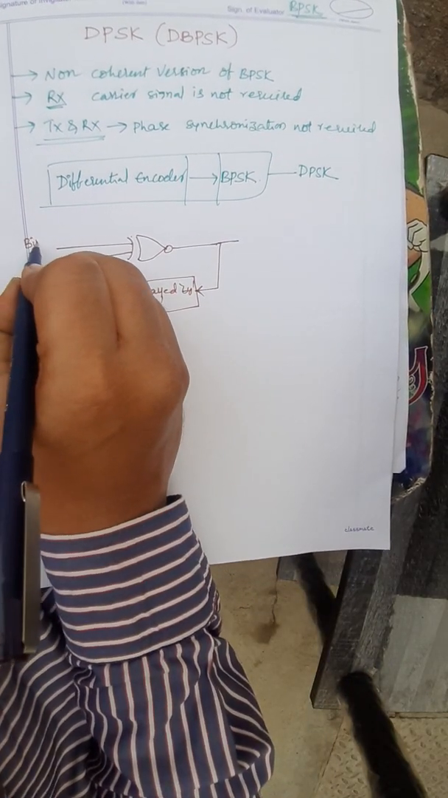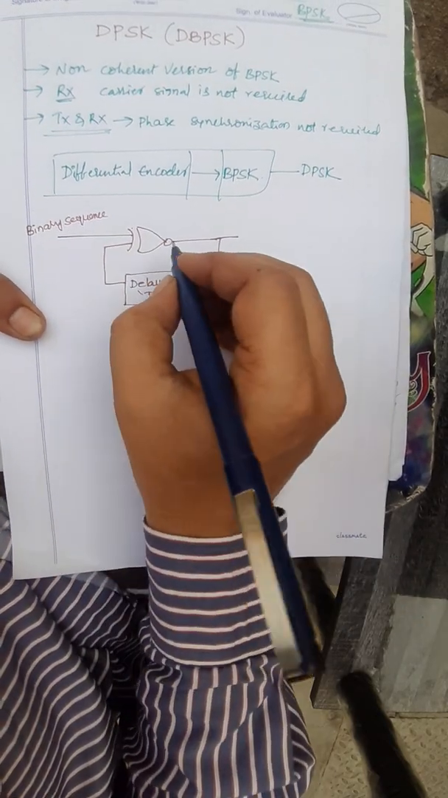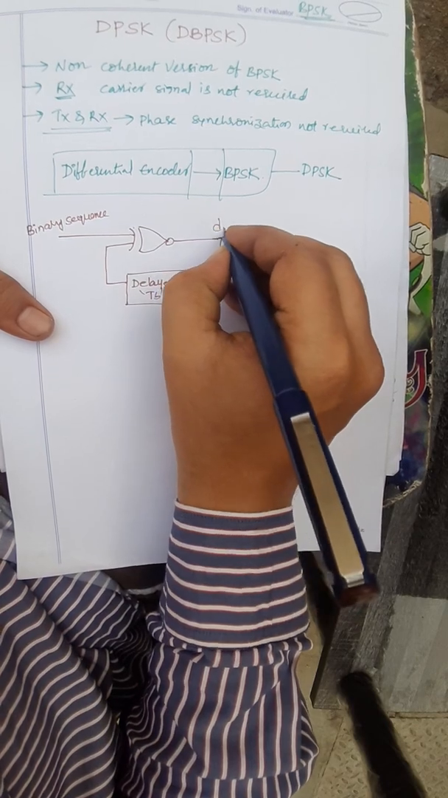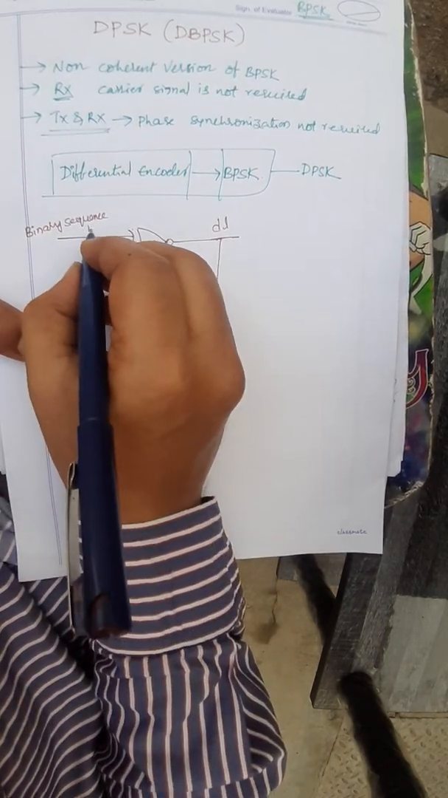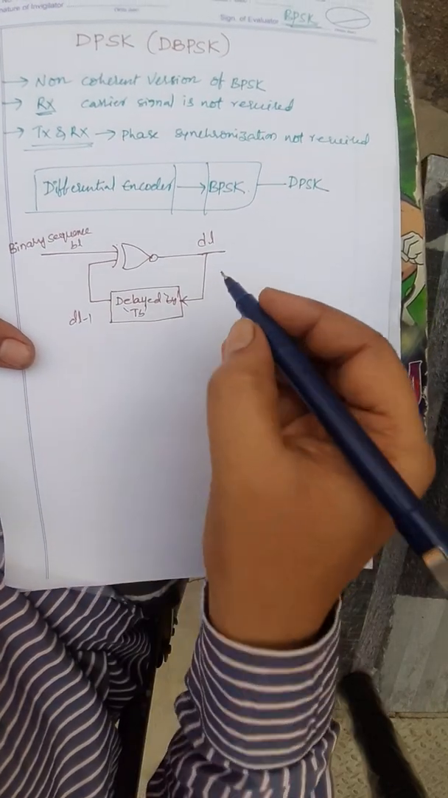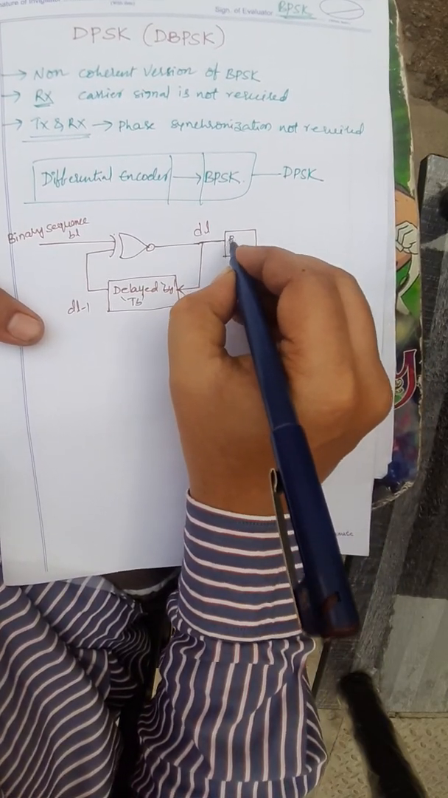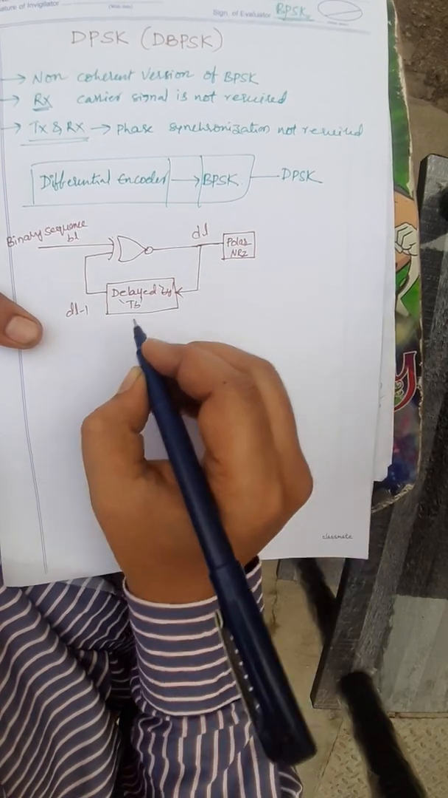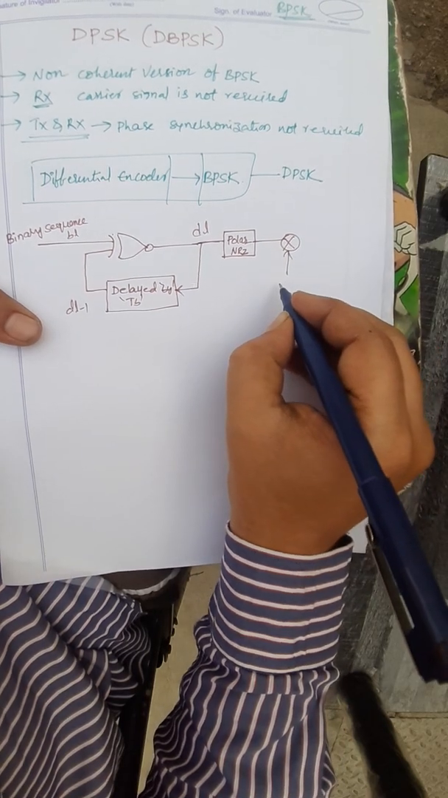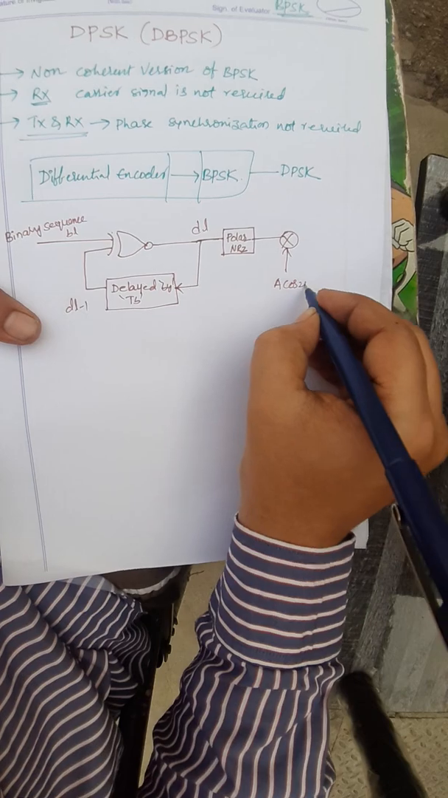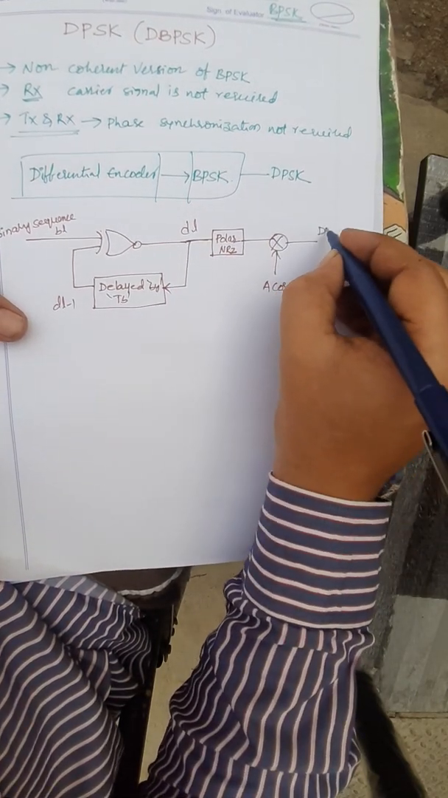The input is a binary sequence. I call the input sequence BL. The output of my differential encoder I call DL, and the delayed version is called DL minus 1. This part is followed by the BPSK modulator. We know that the BPSK modulator consists of polar NRZ followed by a multiplier with the carrier signal A cos 2 pi fct, and here you will get the BPSK output, but in this case you will get DPSK.